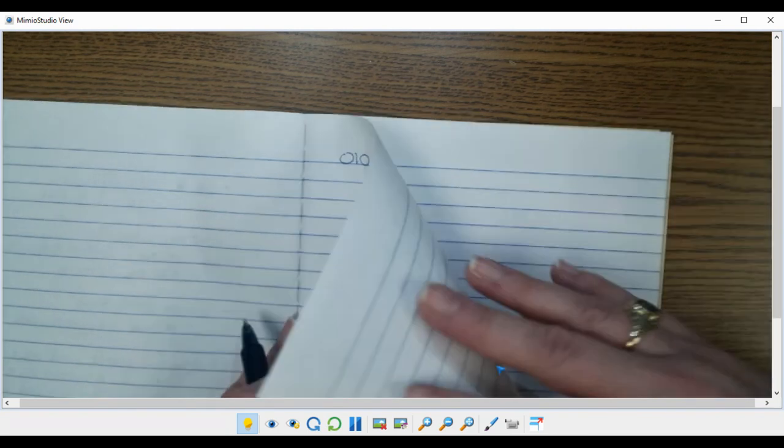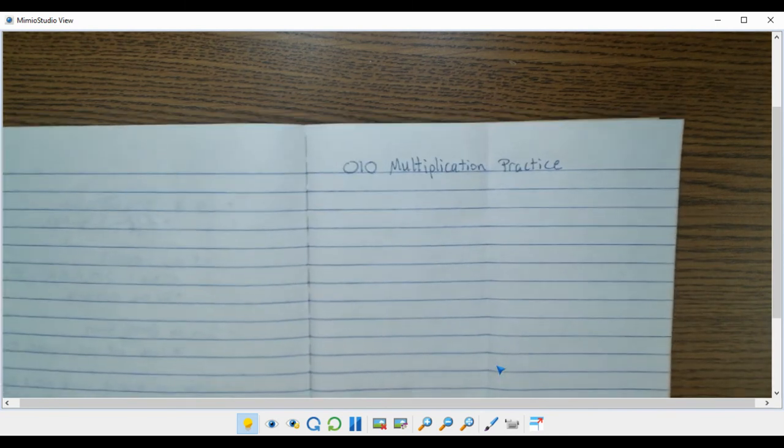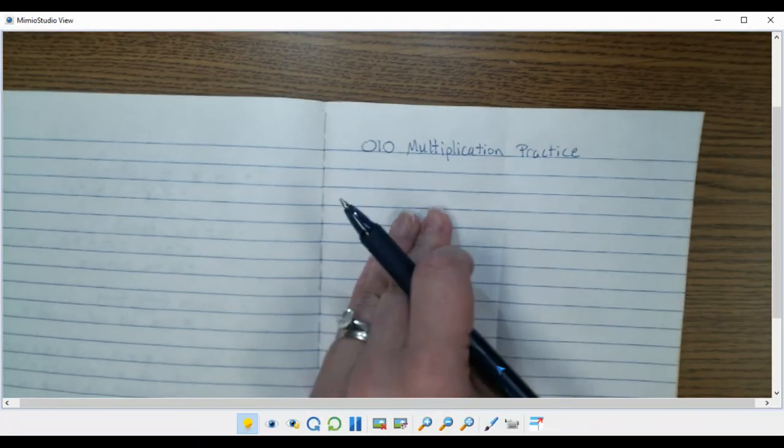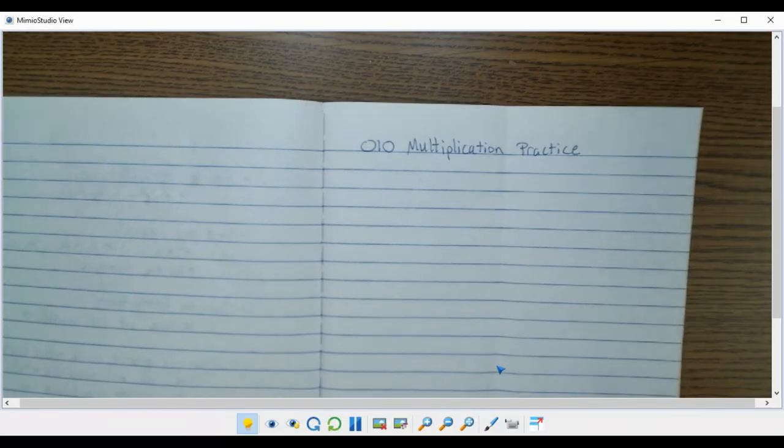If it's helpful, fold the paper in half, and then you know one problem goes here and one problem goes here. When you're done, draw a line and kind of section off your paper. Stay organized, work neatly, don't smush everything together.